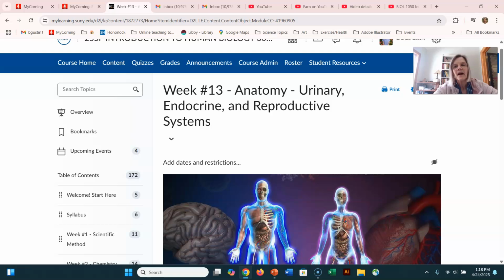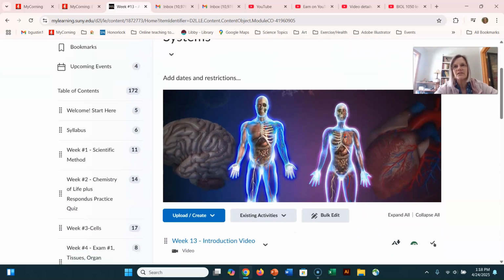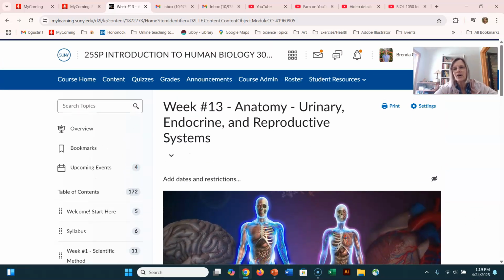Week 13, we're going to be doing some anatomy of the urinary, endocrine, and reproductive systems, as well as a little bit of extra stuff. It turns out that I really liked the dissection of the fetal pig virtual labs that we will be doing this week, but we didn't get all the anatomy that you need to dissect the fetal pig, at least virtually. And so I wanted to make sure that we covered all the anatomy, and so I added on some anatomy of urinary, endocrine, and reproductive systems.